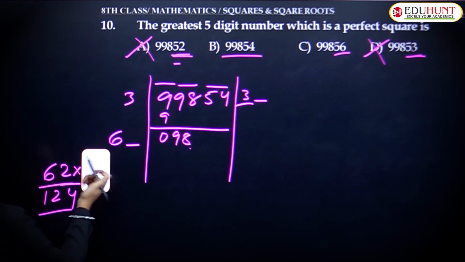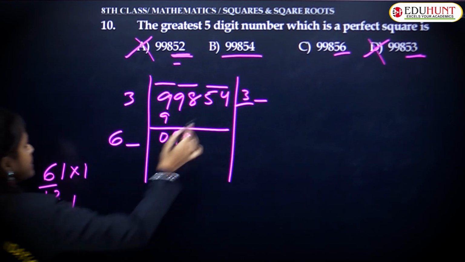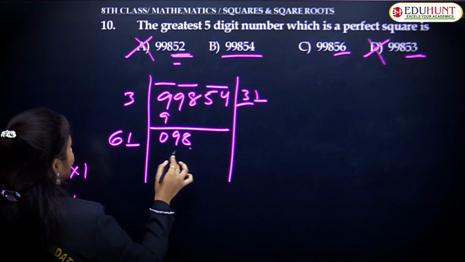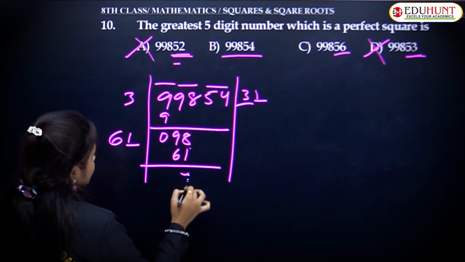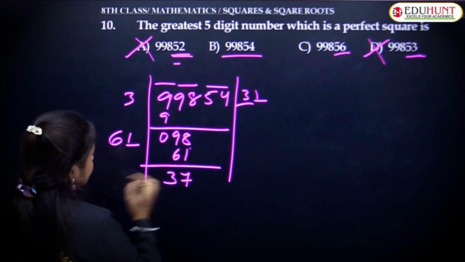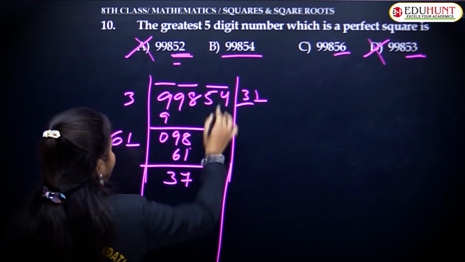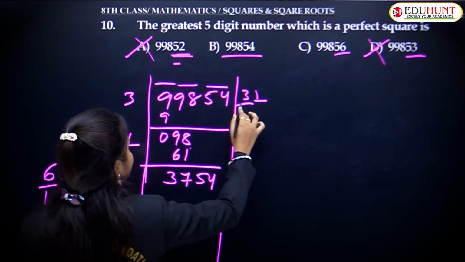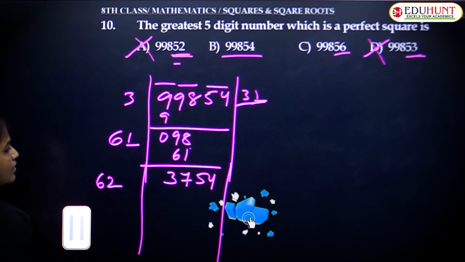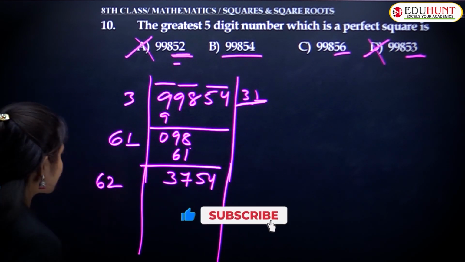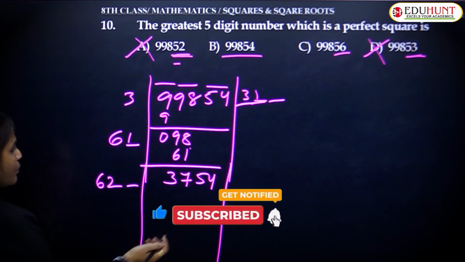124 is more. So that's why 61 into 1, that is 61. What is the left over here? 8 minus 1 is 7. 9 minus 6 is 3. Okay, 37. So still here 37, 54. Next 31. Double of that 31 is 62. So here and here the same number should exist. So what is the possibility?